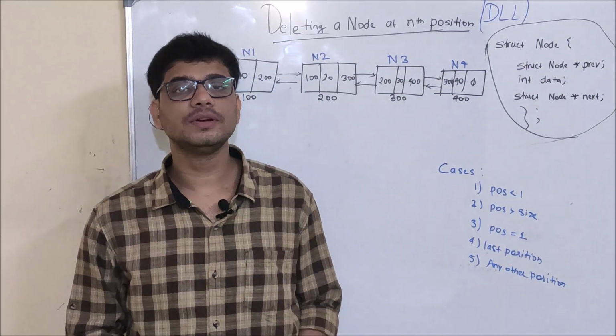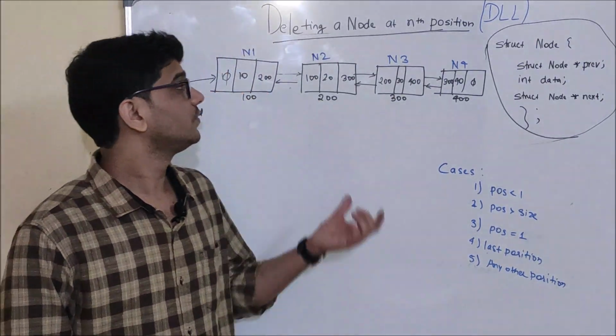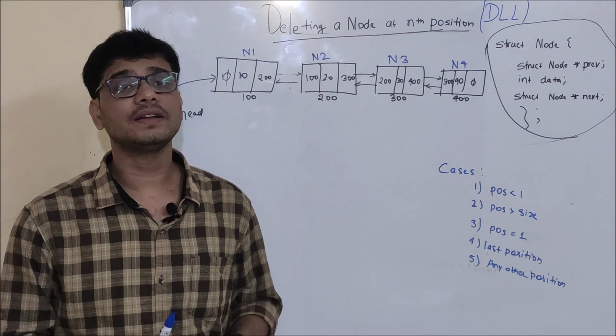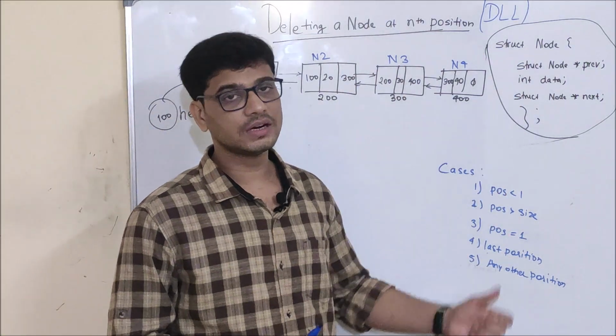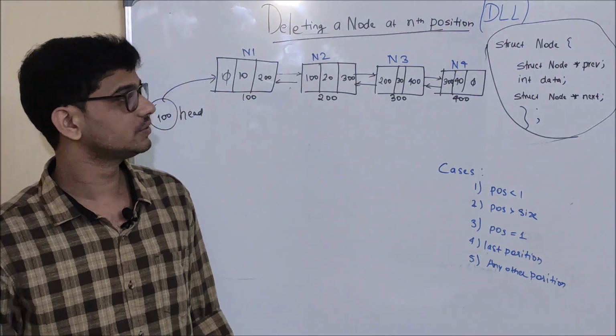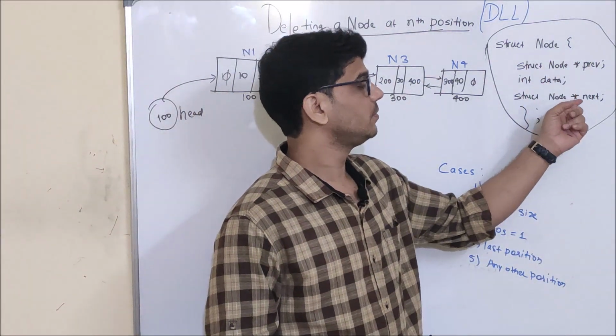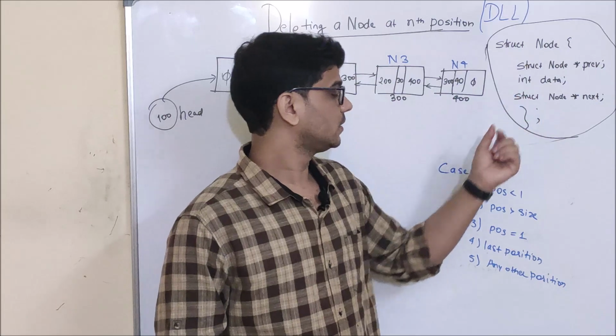Hello friends, in today's video we are going to see the logic part of how to delete a node at nth position in a doubly linked list. First of all, as you can see here, this is our definition of node of a doubly linked list. It has two pointers, previous and next, and a data field.